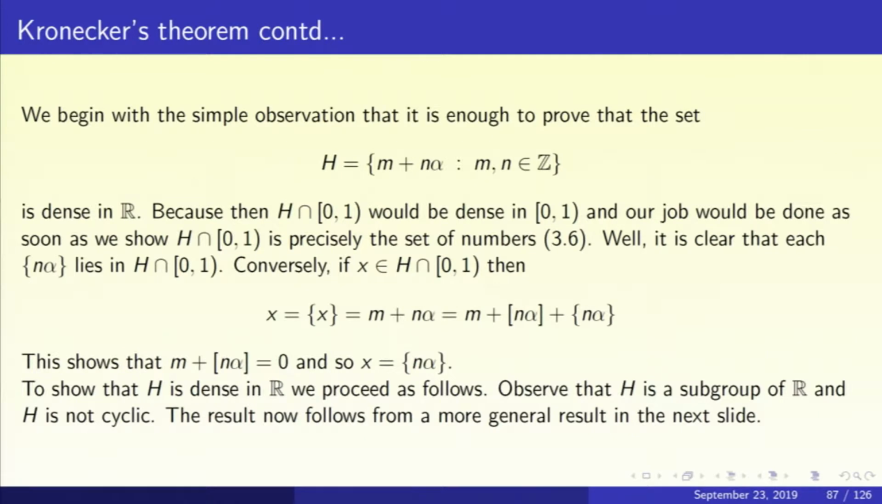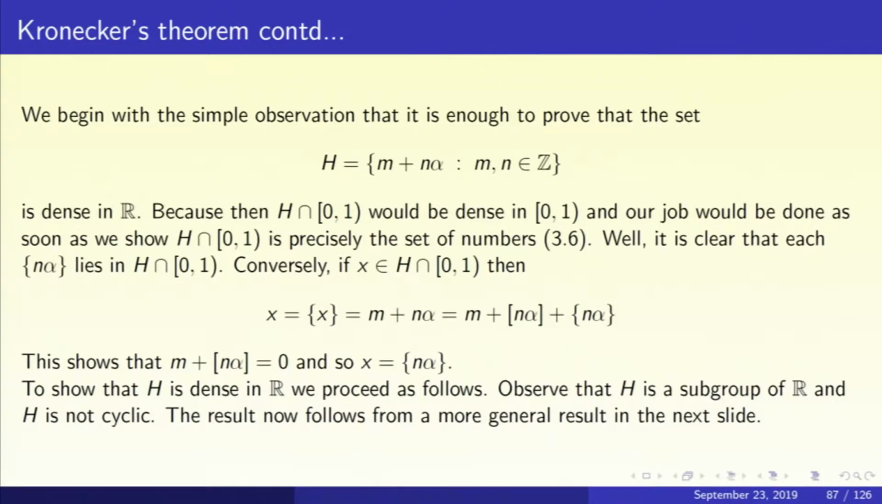On the other hand, if you take an element x which is in H intersect 0, 1, then x is the same as its fractional part because it lies in the interval 0, 1, 1 excluded, and that is going to be equal to m plus n alpha because x is also in H. So compulsorily we must have that m plus the integer part of n alpha must be 0 and x must be the fractional part of n alpha. So we have verified that H intersect 0, 1 is precisely the list of numbers, fractional part of alpha, fractional part of 2 alpha, fractional part of 3 alpha and so on.